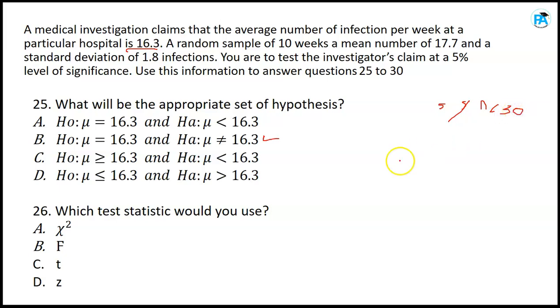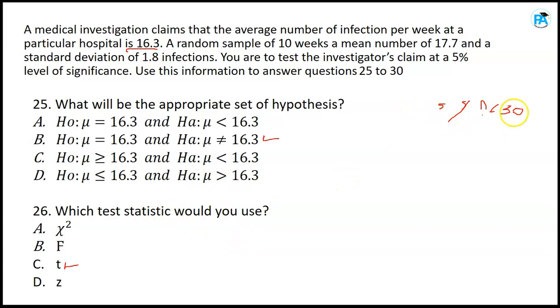You are going to use t. So the answer for this is c, t. T can only be used if the sample size is less than 30 at the same time, not at different times, but at the same time, the standard deviation is a sample standard deviation. If those two conditions are not met together, you are not going to use the T. You are going to use the Z. Are you with me? For you to use T, these two conditions must be met together.